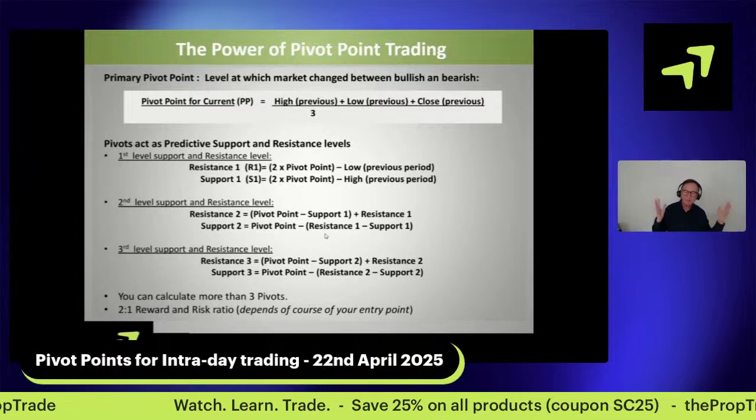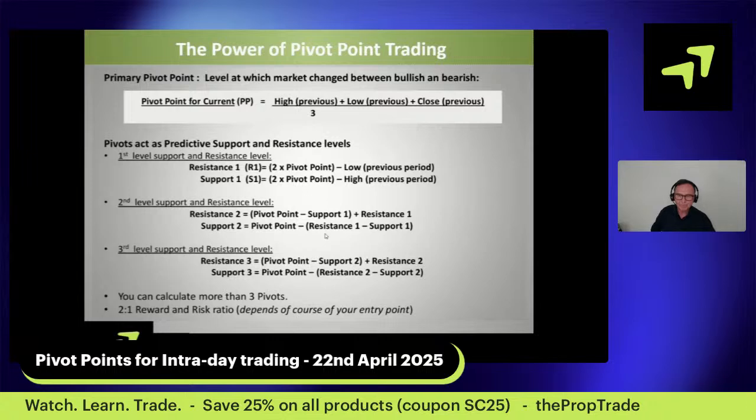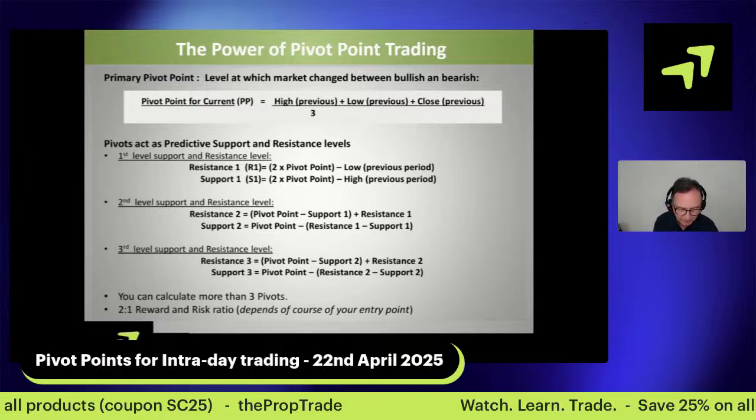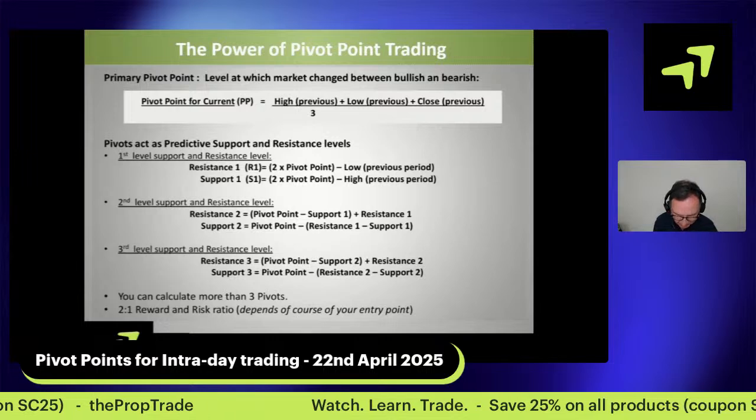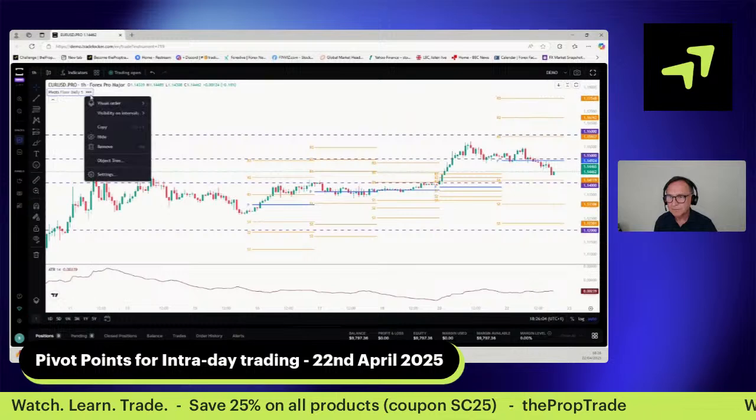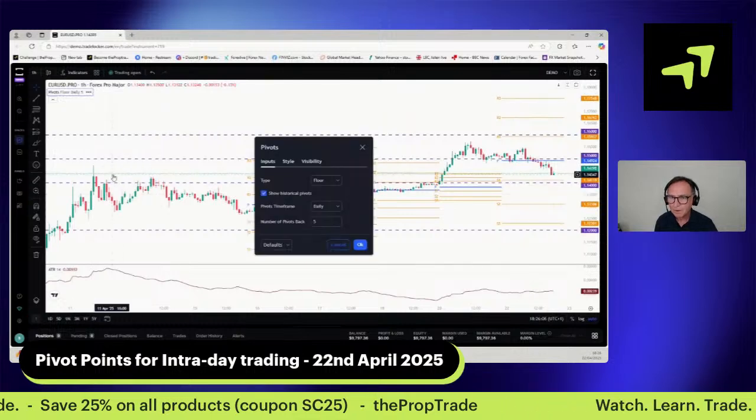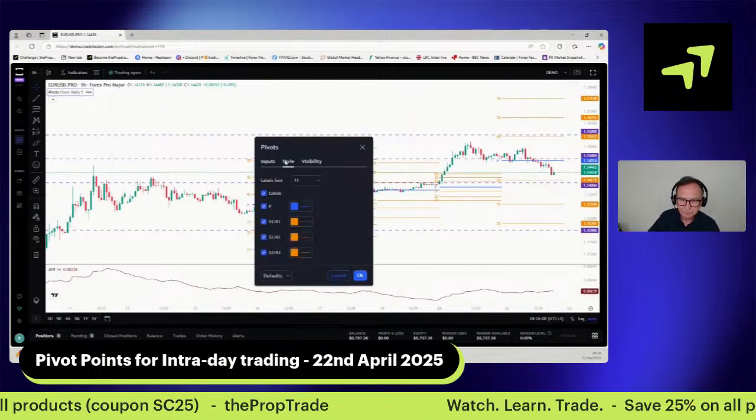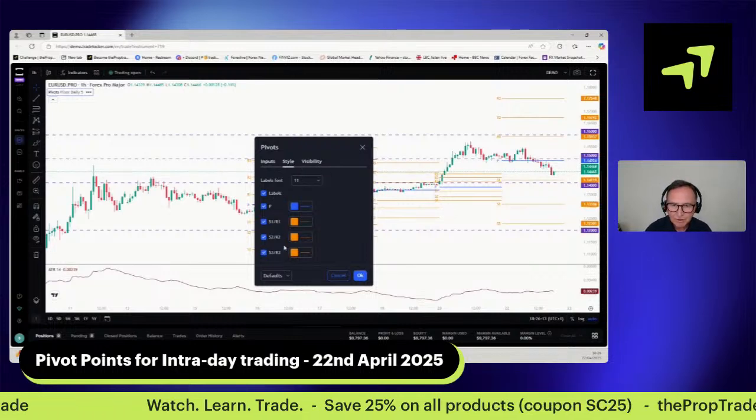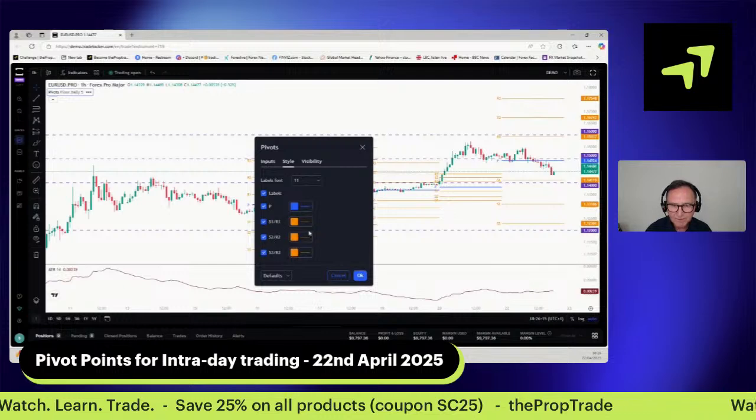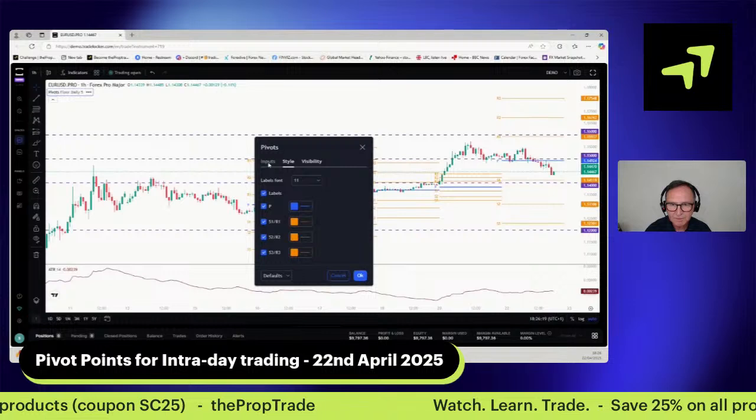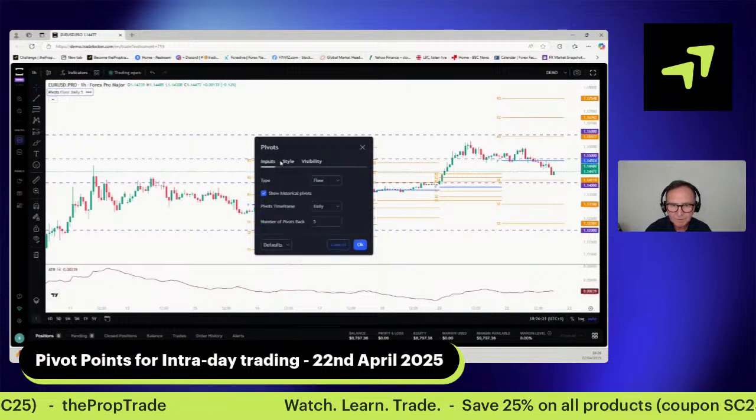And then finally, I'm saying finally, but let me bring in the live charts, and you can see on TradingView you can have more than S1, R1. Up to R3. If I go to visibility, hang on a minute, I'm sure it is in inputs.